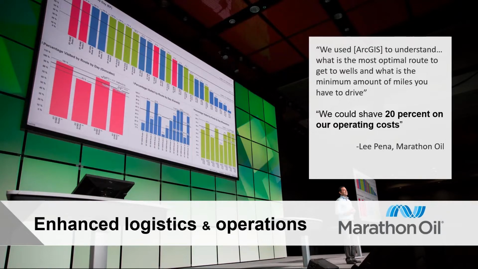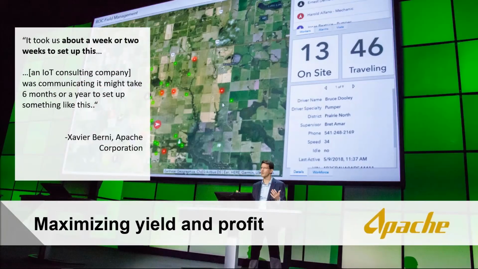The next example was recently done by Apache. Apache got on the stage of the Petroleum User Conference, and they presented on one of the digital transformation efforts that they were undertaking. In this case, they were ingesting a vehicle feed, and they were trying to maximize the yield of how they conducted their operations.